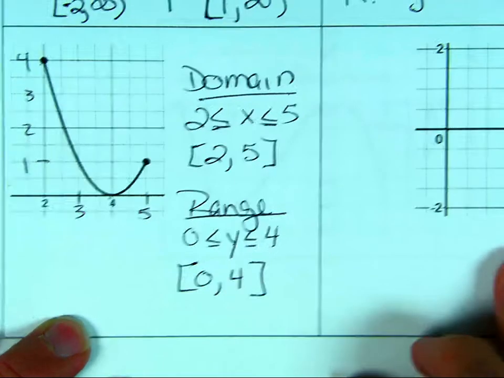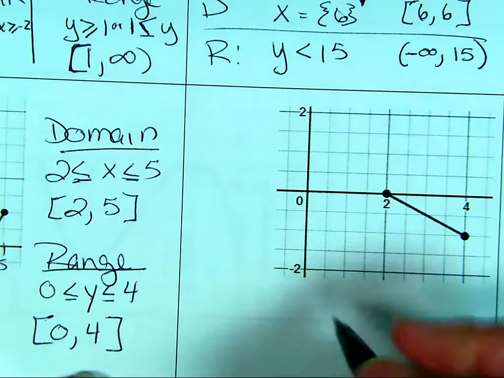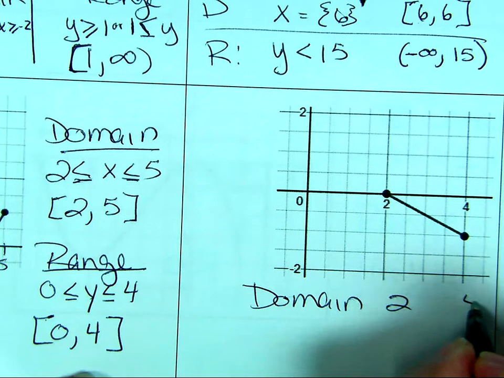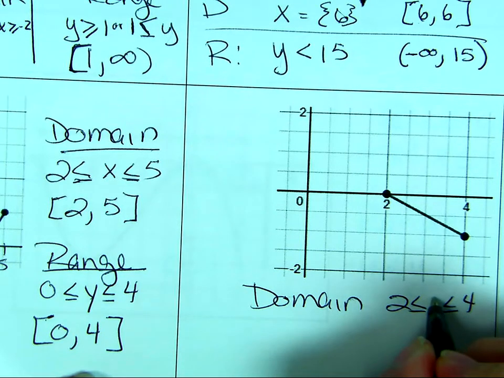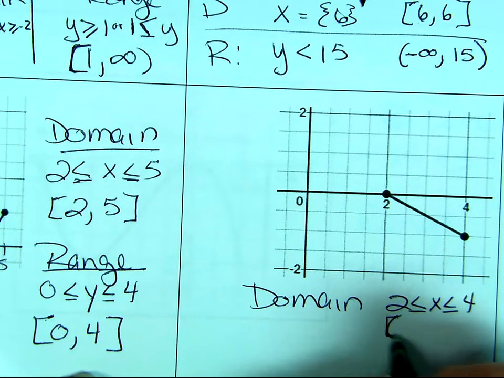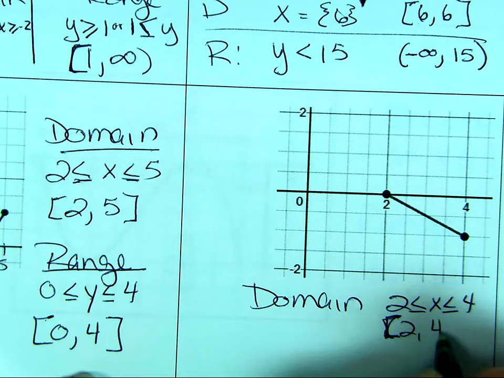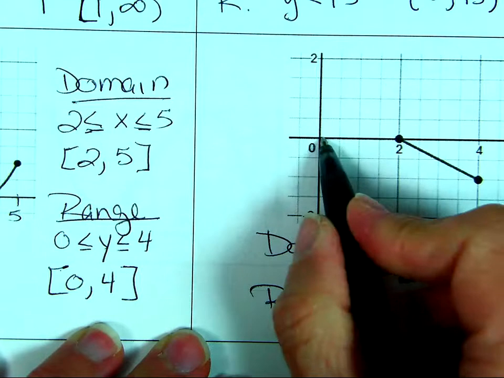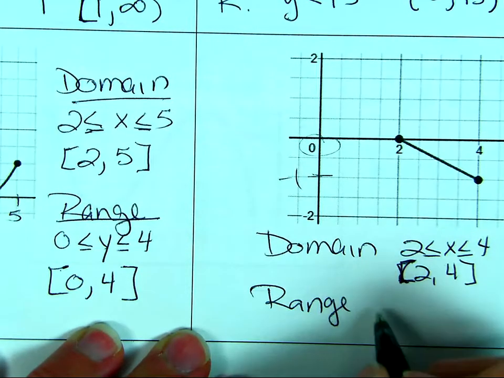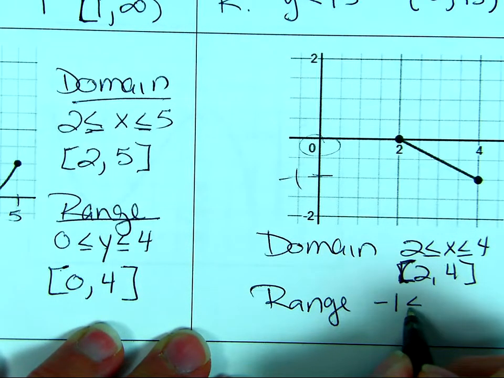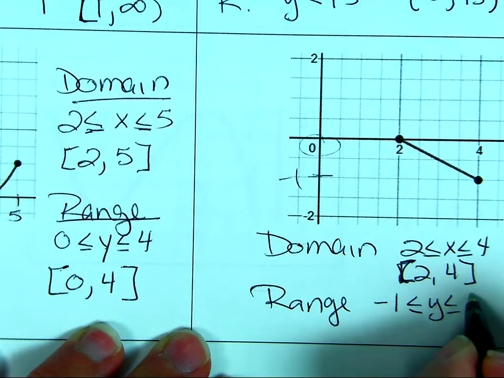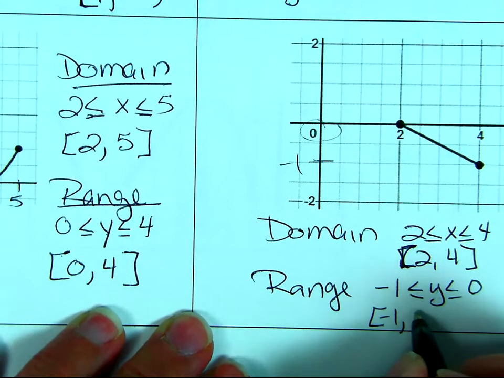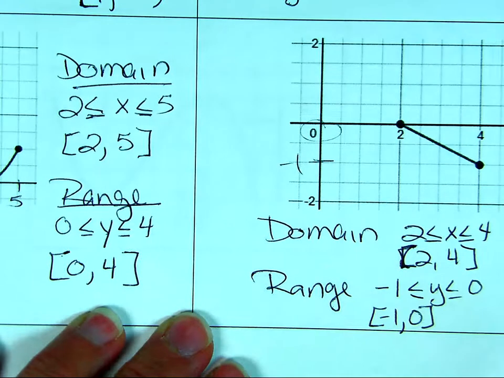Okay, this little segment here. So my domain would be anything between 2 and 4, including 2 and 4. And I would write that, whoops, square bracket, 2 comma 4. And my range would be anything between, looks like 0 and negative 1. So negative 1 is less than or equal to y is less than or equal to 0. And for interval notation, I would say negative 1 comma 0. Okay, let's try a few more.